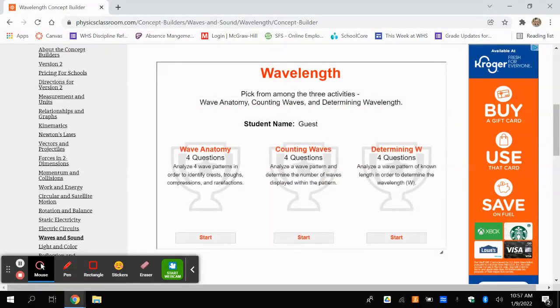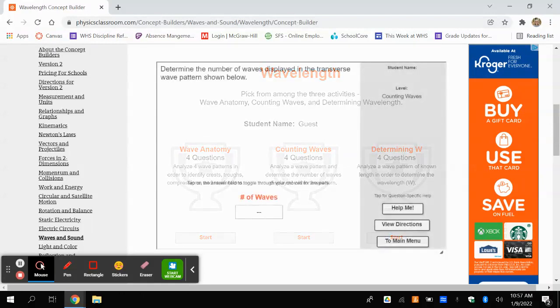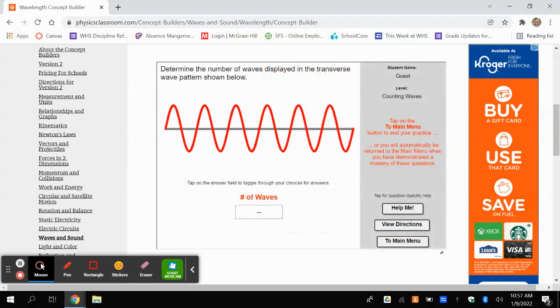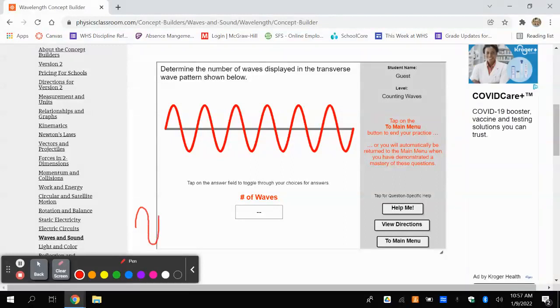The second trophy, what you're doing is you're counting the number of waves. So let's look at this one here. You're counting how many waves there are in this wave pattern. Remember, one wave includes a crest and a trough. So one wave will look similar to this, okay? A wave pattern is all of those waves joined together.